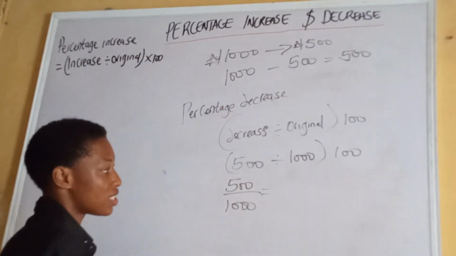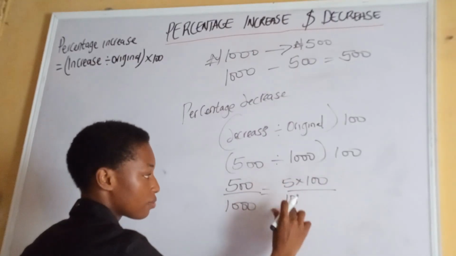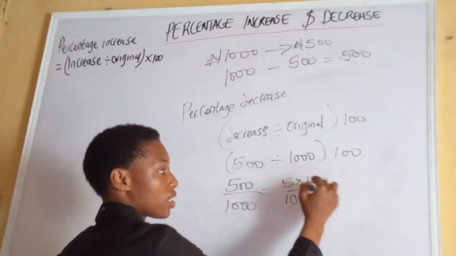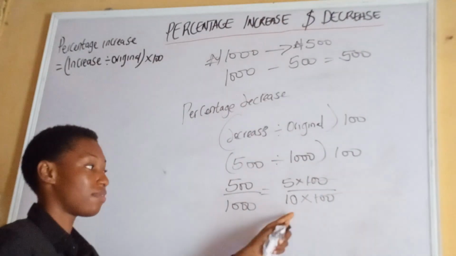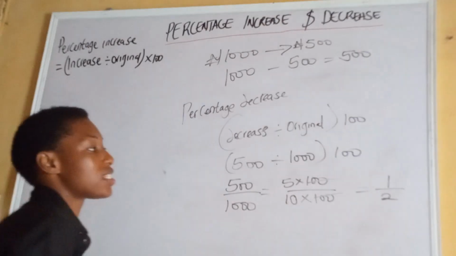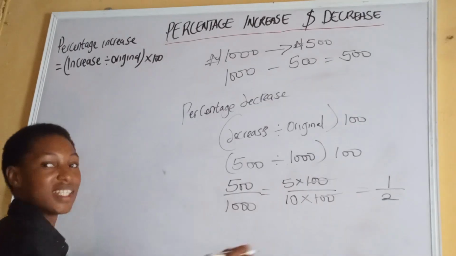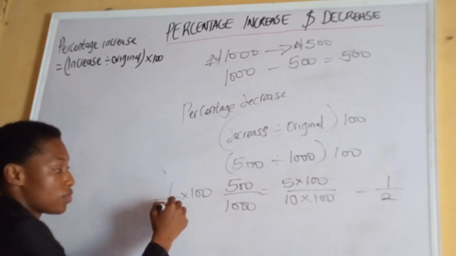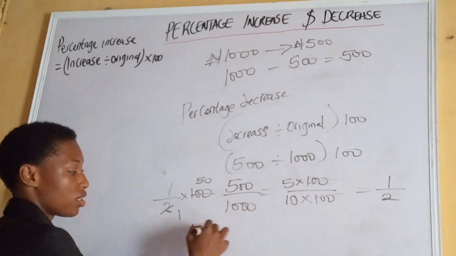This is also the same thing as 5 times 100 all over 10 times 100, right? So 100 will cancel 100. We're left with 5 over 10. You can still simplify 5 over 10 because 5 times 1 is 5 and 5 times 2 is 10. So this will give you 1 all over 2. Now, they are asking you to do what? Multiply 1 over 2 by 100. So this is 1 over 2 times 100. 2 in 100 is what? 50. So your percentage decrease is going to be 50%.